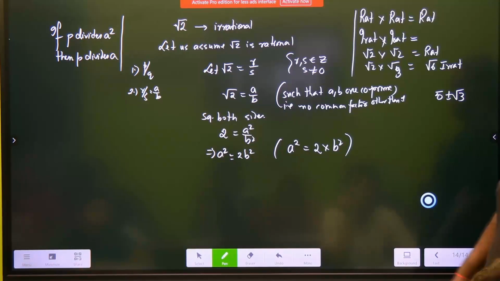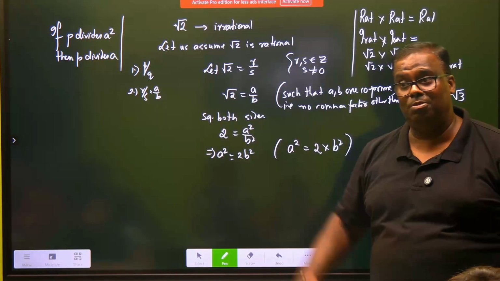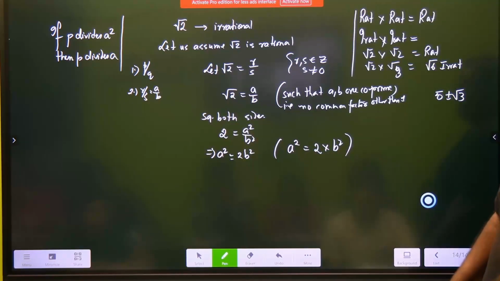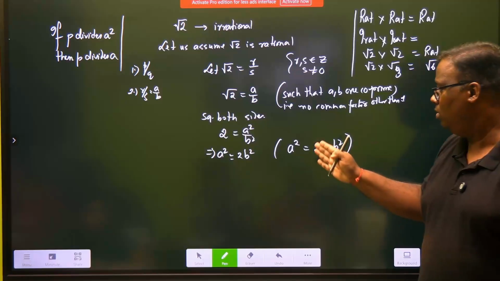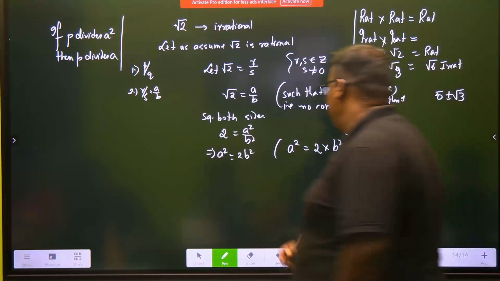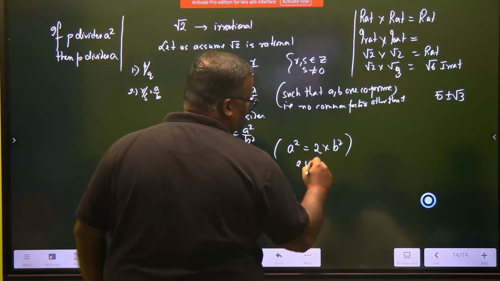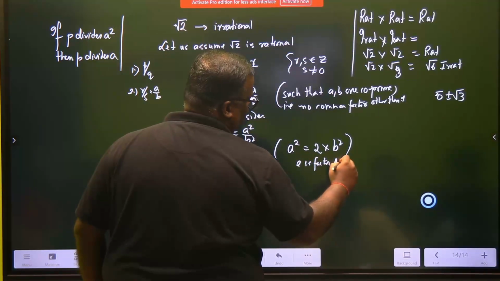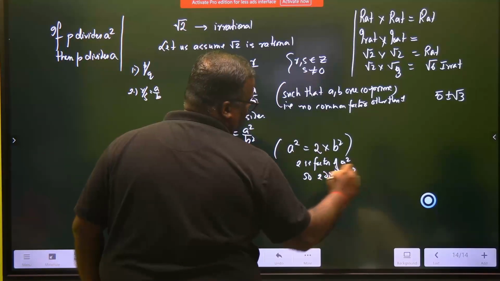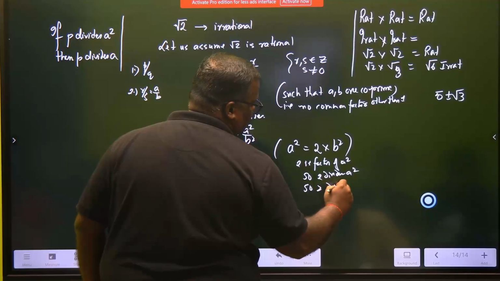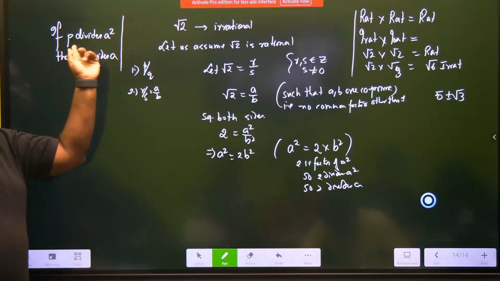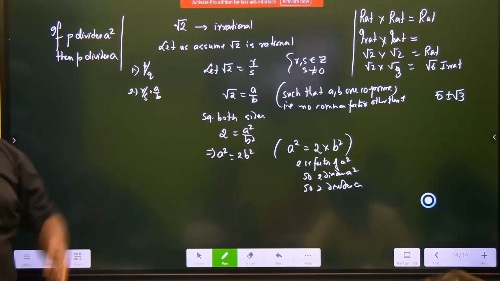इतना तो समझ में आ गया. This is coming from where? The fundamental theorem of arithmetic. Every composite number can be factorized into its primes. So that means 2 is a factor of a square. So 2 divides a square, right? From here we can say 2 is a factor of a square. So 2 divides a square. So 2 also divides a, which we just took. If 2 divides a square, 2 should divide a also.